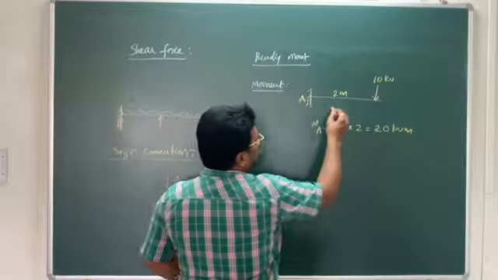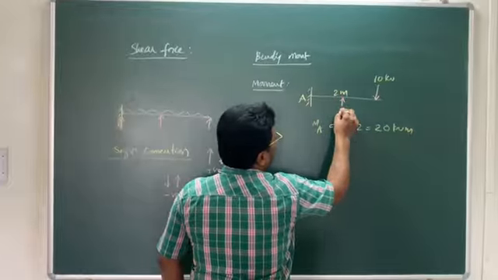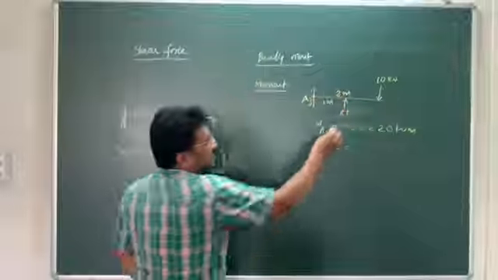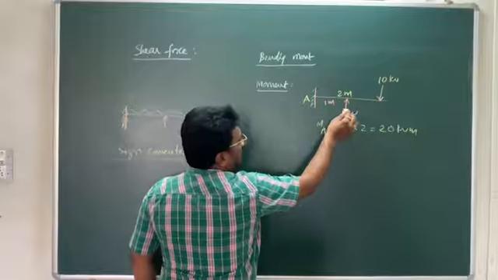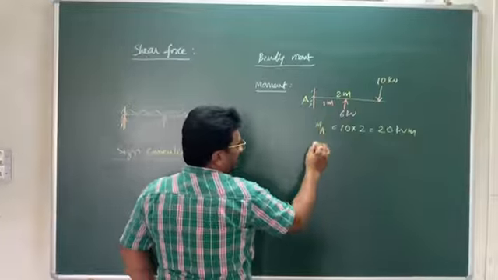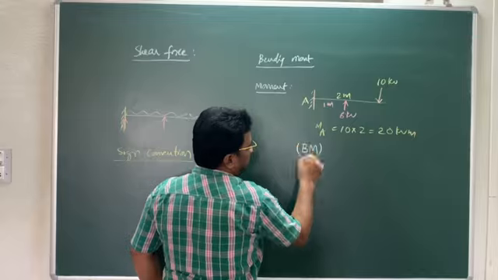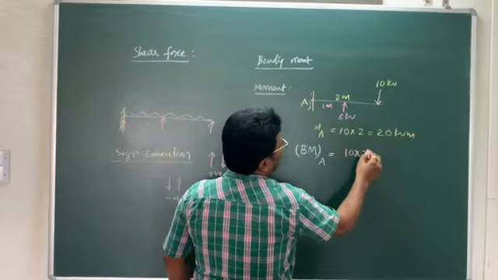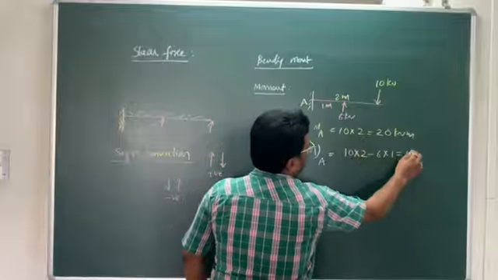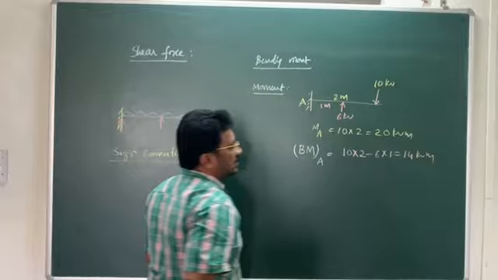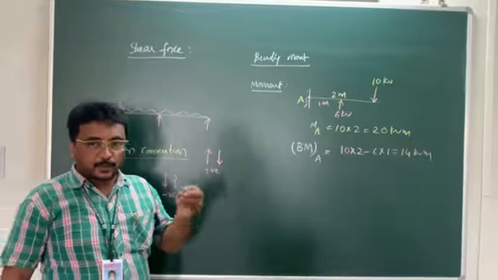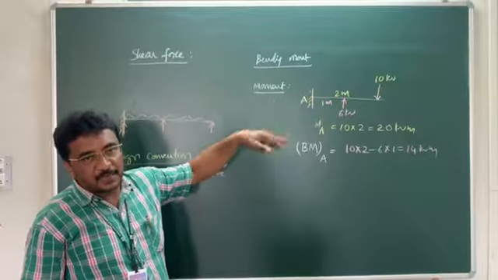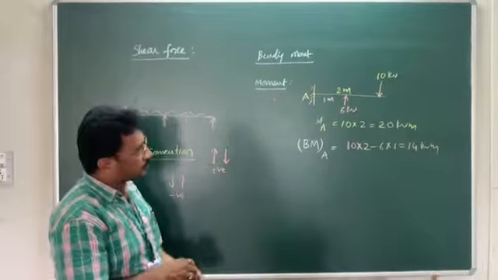Suppose I have another force acting here in this direction, maybe around 6 kilonewtons, and the distance is 1 meter. Then this 10 kilonewtons will give you some moment, and 6 kilonewtons will also give some moment. Therefore, the bending moment at A is equal to the moment due to 10, which is 10 into 2, and the moment due to 6 into 1. Therefore, that is equal to 14 kilonewton meter. So this is what is called bending moment. Moment is nothing but force into perpendicular distance. Bending moment is nothing but the algebraic sum of all the moments.